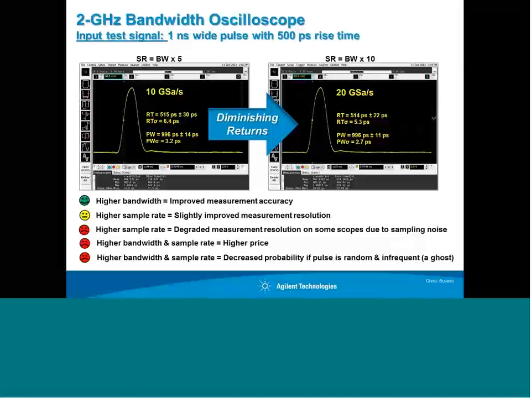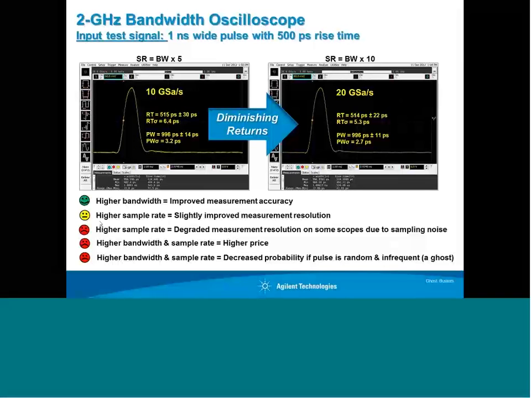So if you look at some of the bullets I got down here in the bottom, it's true, higher bandwidth will improve measurement accuracy. Higher sample rate is only slightly improved measurement resolution. So long as we've achieved the minimum required, going higher than that, you get diminishing returns. However, the higher sample rate can produce degraded measurement resolution on some scopes due to sampling noise. Now, we can't go into that one today. It is related to Nyquist, but that's a whole new seminar.